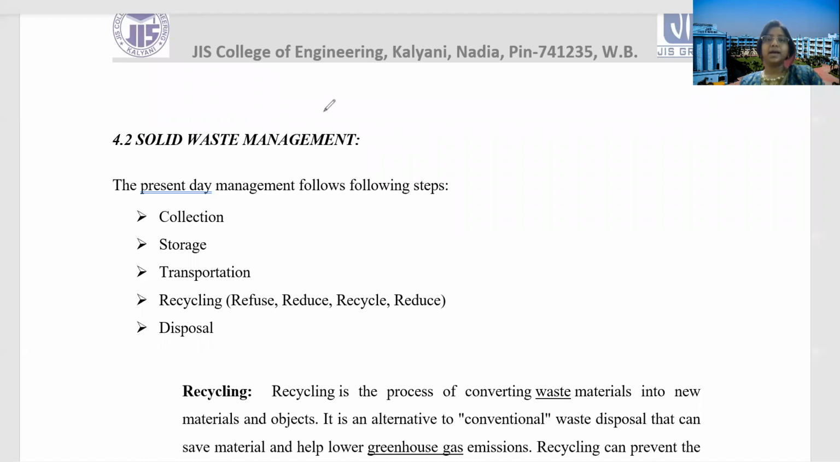Number one, the collection. You know that door-to-door collection takes place in the collection process, and there is a segregation. That means two types of bins are kept there. One is organic waste, another is inorganic waste, like dry waste or wet waste. So that is a different category. Nowadays we keep them in separate bins, and we give them to the people who come for the collection.